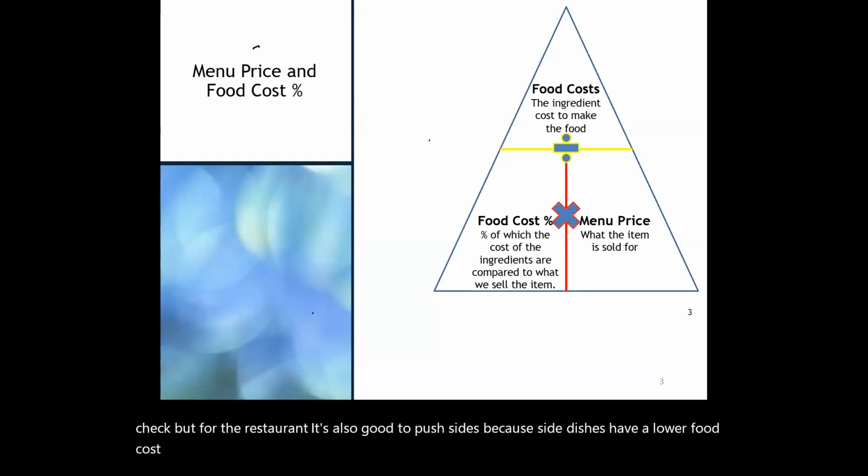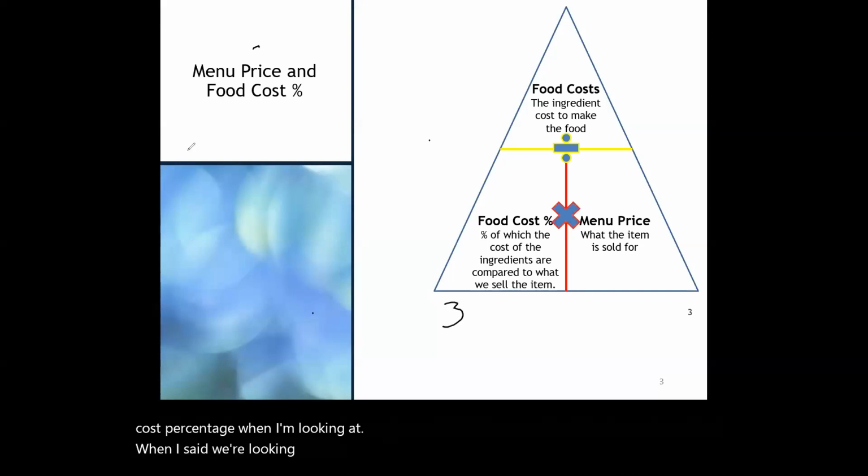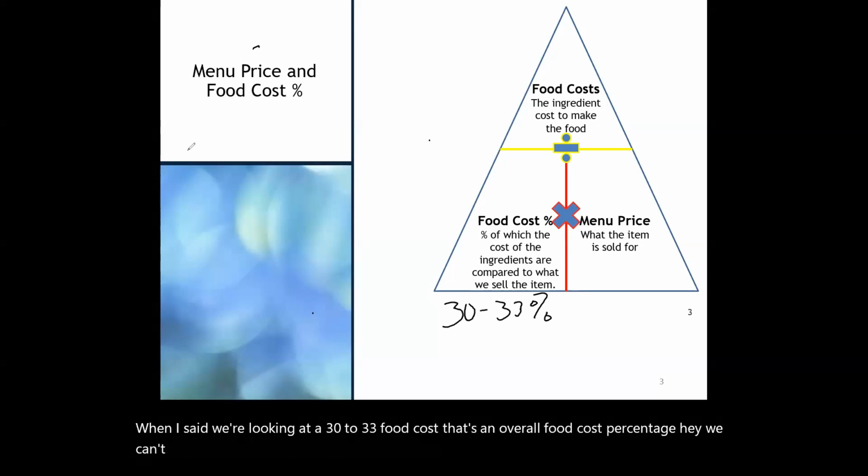When I said we're looking at a 30 to 33% food cost, that's an overall food cost percentage. We can't sell everything at 30 to 33% because that would price some items way out of the customer's budget.